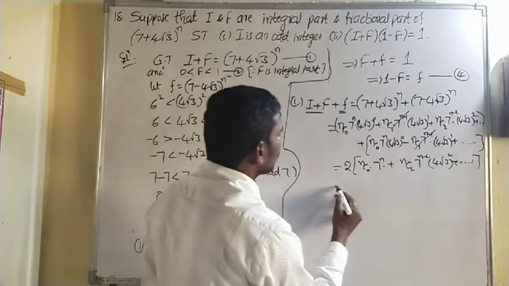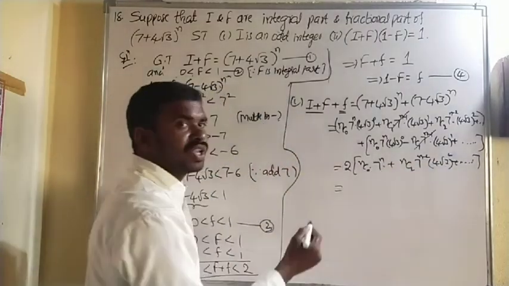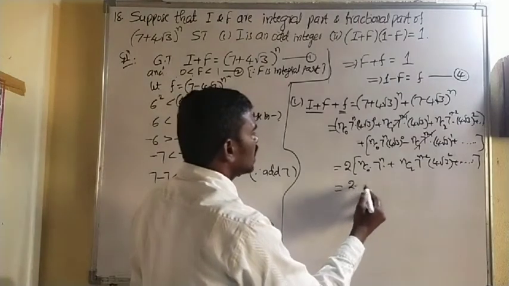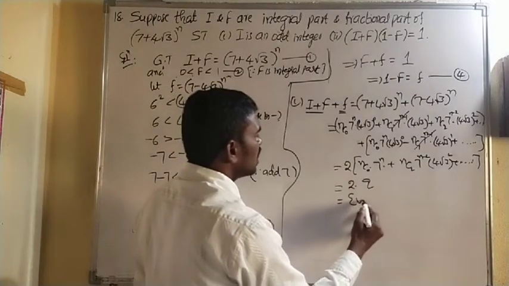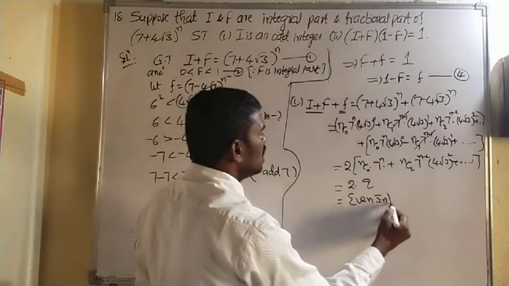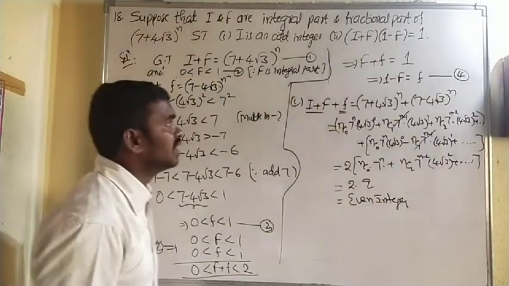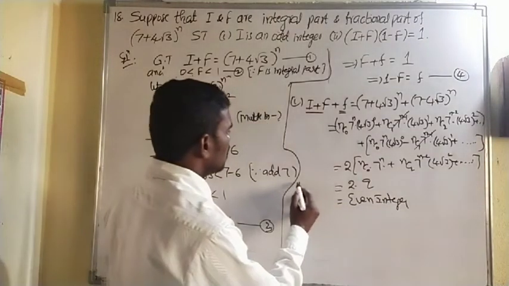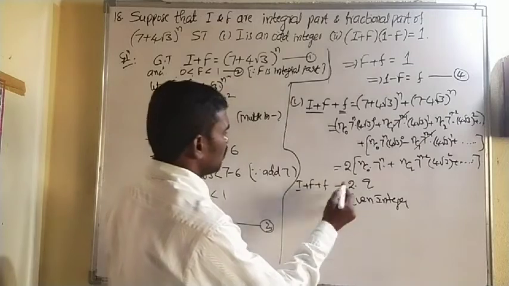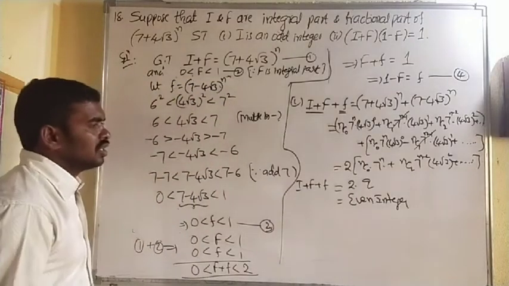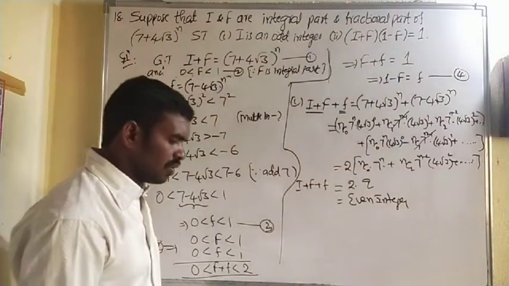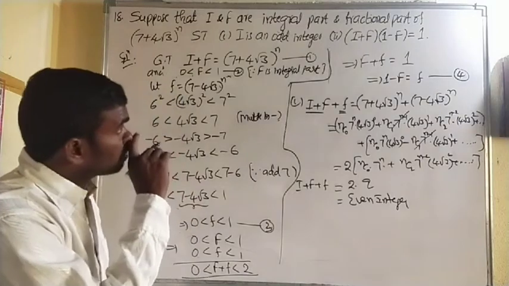But whatever, finally we are getting 2 into something. 2 into something means let it be 2 into q, so it is an even integer. Finally we are getting an even integer, which is equal to I plus capital F plus small f equals an even integer. Now, what is capital F plus small f?